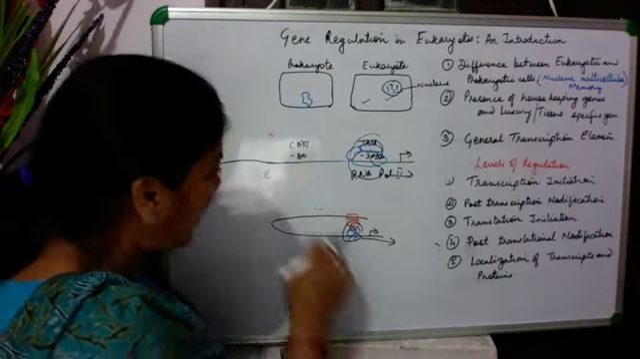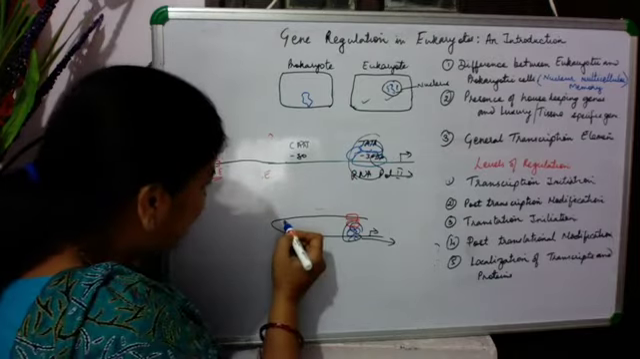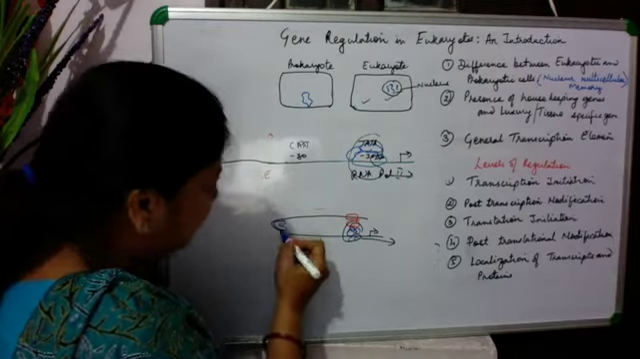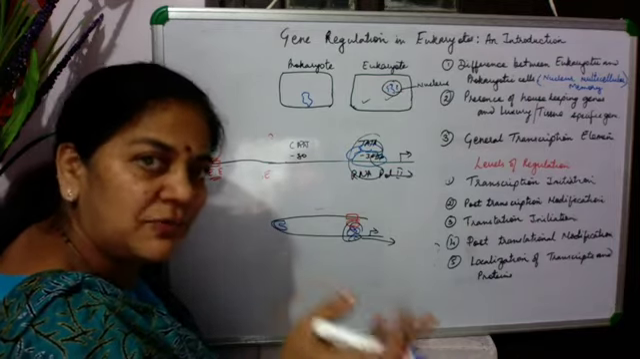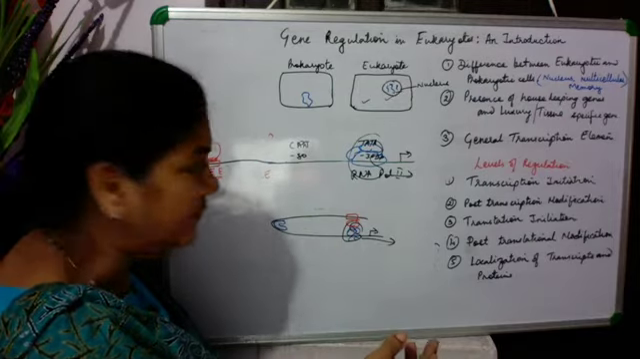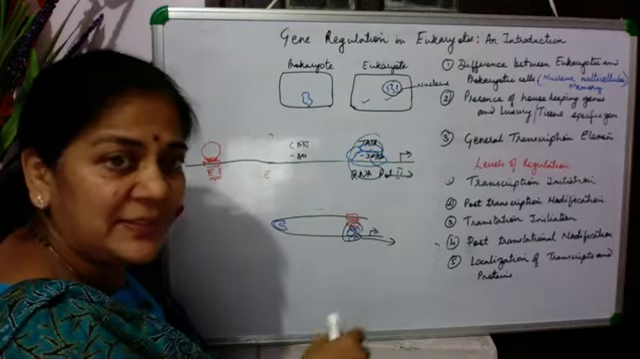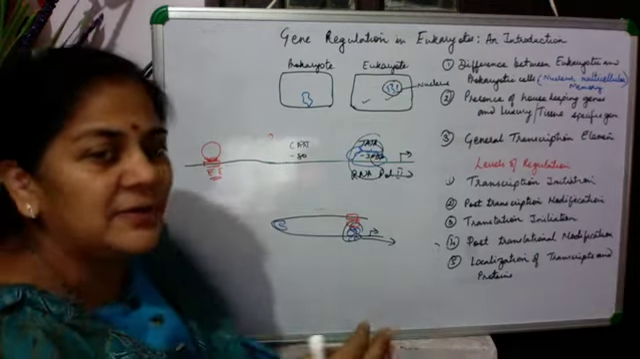Apart from these activators, there are other proteins which are called architectural proteins. As the name suggests, they change the architecture of the DNA, they change the conformation of the DNA, so it helps in binding.